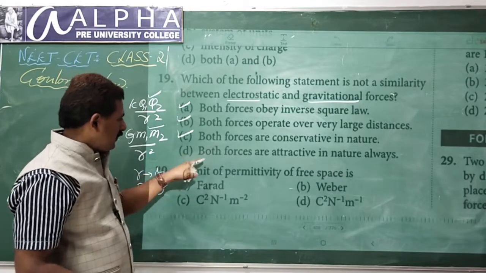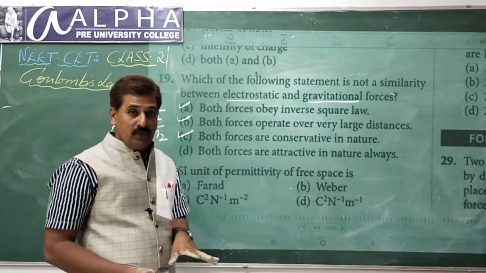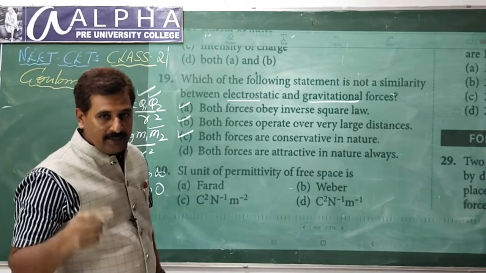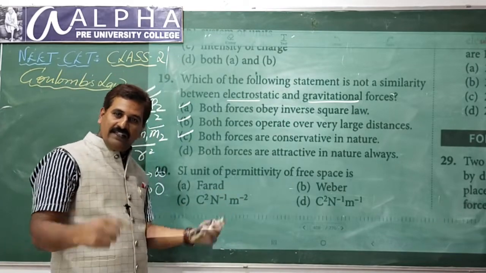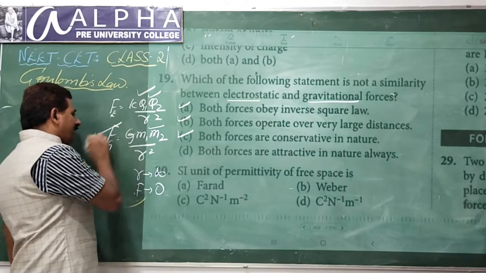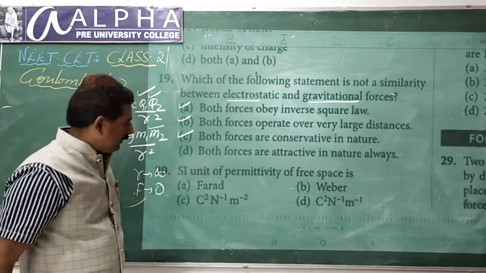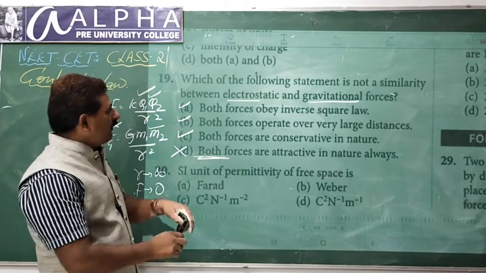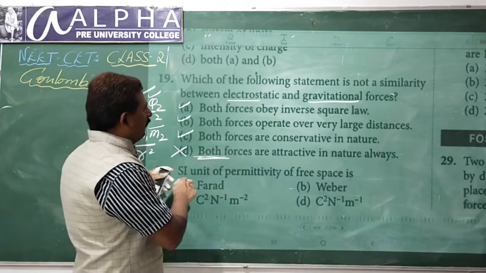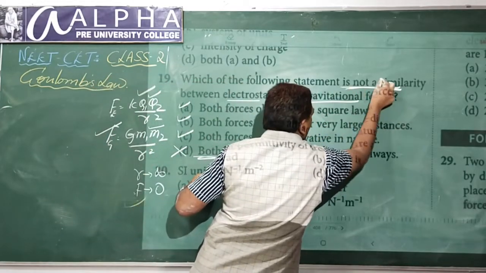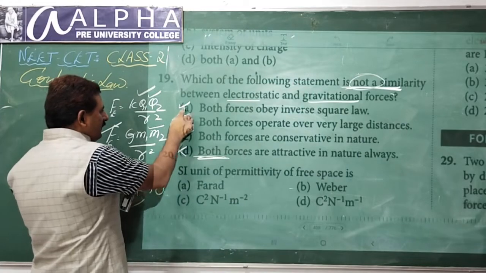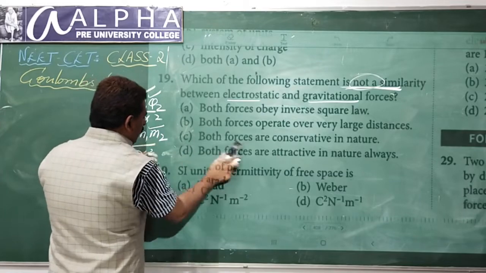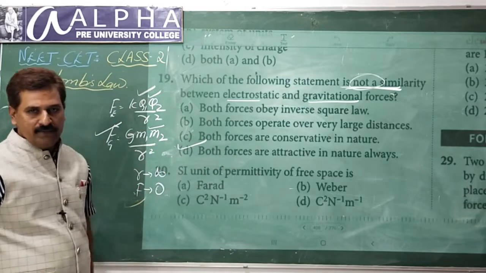Let us read the option. Both the forces are attractive in nature. No. You know, electrostatic force may be attractive or repulsive. Force between like charges is repulsive, unlike charges attractive. But gravity is always attractive, between two masses only attractive. That's why option D is wrong. You have to identify the wrong statement. Which of the following statements is not a similarity? The word not is very important. These are similarities, but not a similarity, this one. You have to go for D. This is the correct option. Right?